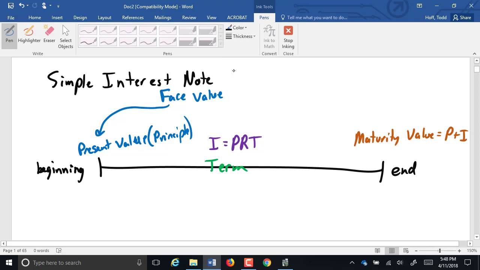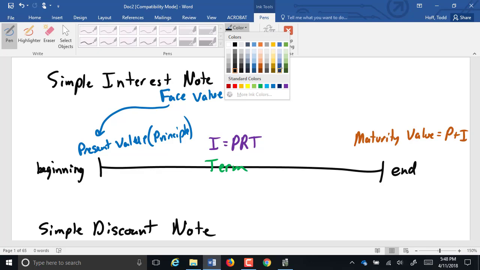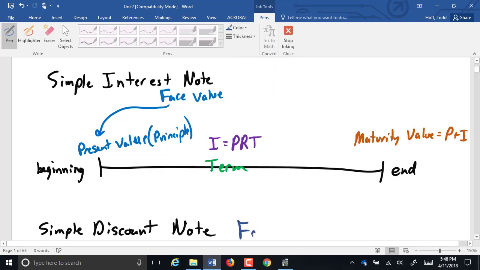Before we left last week, we mentioned that there's a different kind of note that we are going to be discussing this week. And that is a simple discount note. A simple discount note also has a face value. Face value means the amount that's listed on the note. But in a simple discount note, the face value is the amount that is paid back. The amount due at the end.